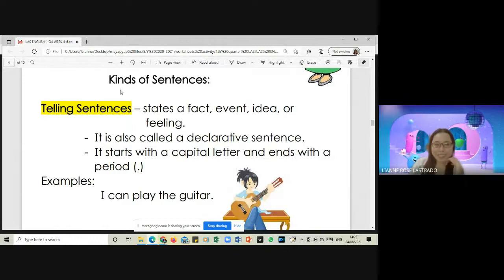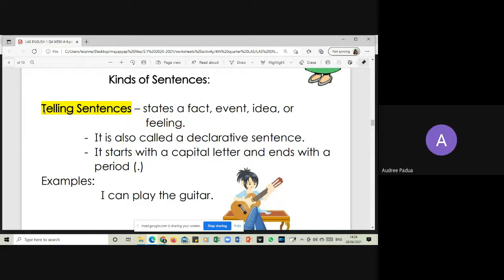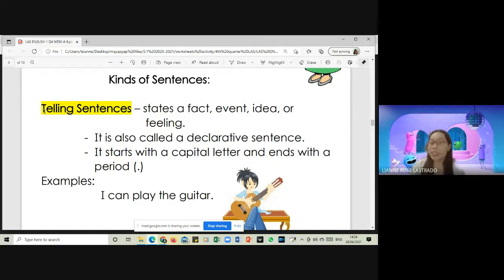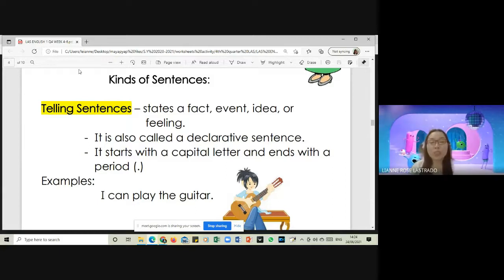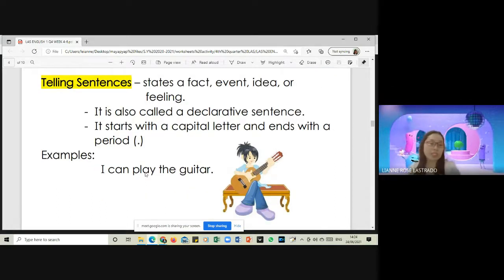All right. So the first kind of sentence here is the telling sentences. Why is it called a telling sentence? Because you're just telling something. You are saying or stating a fact. You are telling an event, an idea, or your feeling. So telling sentences is also called declarative sentence. Okay? So it starts with a capital letter and ends with a period. For example, I can play the guitar.